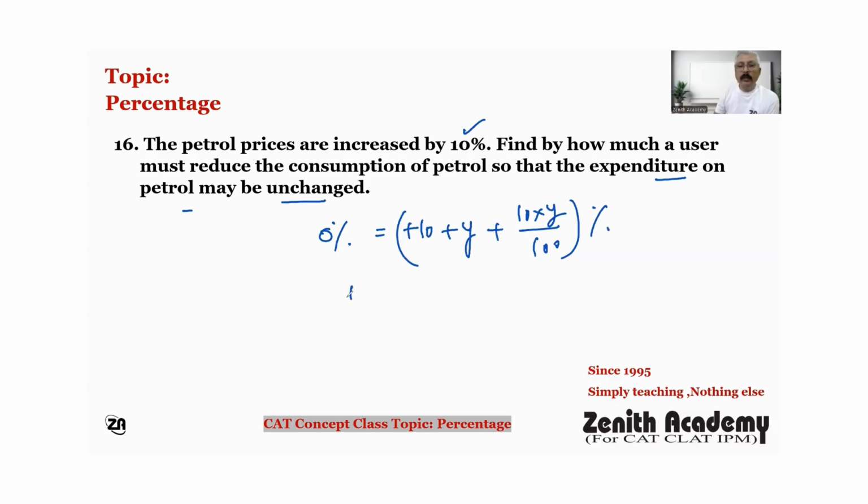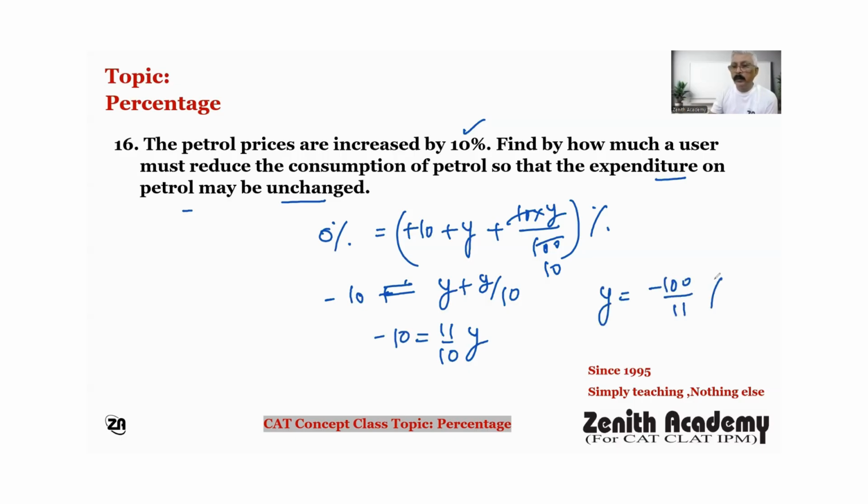So this is minus 10, plus it is 10. This is Y plus Y by 10, is 11 by 10 Y, is equal to minus 10. So Y is going to be minus 100 by 11%. So consumption should reduce 9 and 1 by 11%. पेट्रोल का कंजम्पशन आपको 9 and 1 by 11% रिड्यूस करना पड़ेगा if you don't want to alter your expenditure.